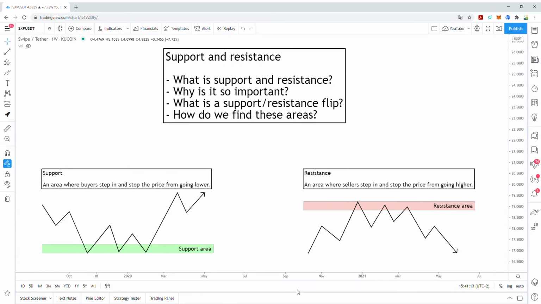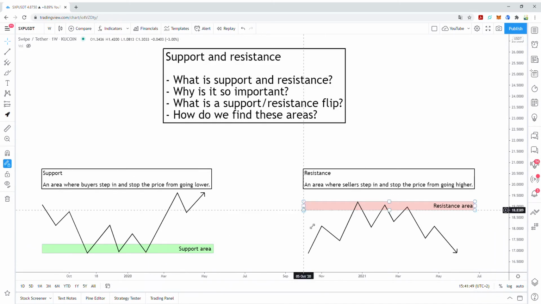I've made a drawing here. As we can see, a support area is an area where buyers step in and stop the price from going lower. So just imagine that the price comes all the way up from here, it goes down, but in this area people start to buy again, and the price goes up, comes down a little, people start to buy again, and again, and again, and from there it keeps going up. This means that in this area more people are interested to buy this coin than there are people to sell.